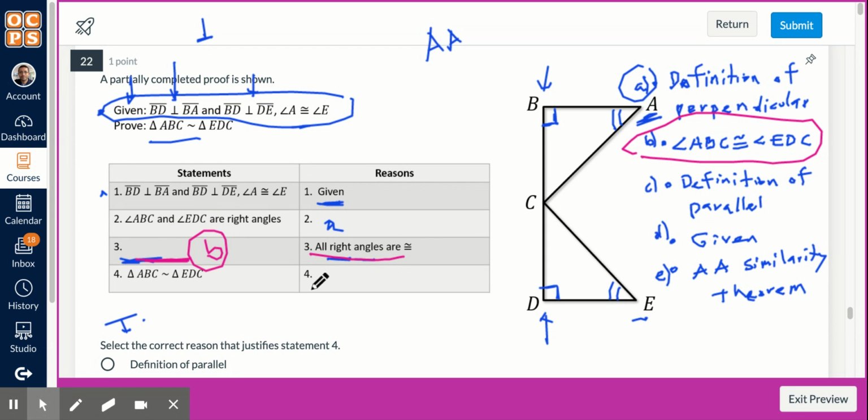And at the end, how do we prove the triangles are similar? Because of the angle similarity theorem. And my answer here is E. And I'm done.